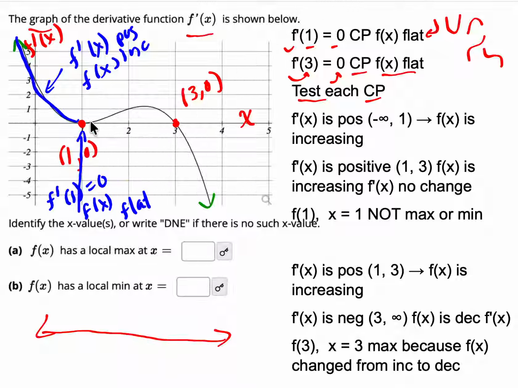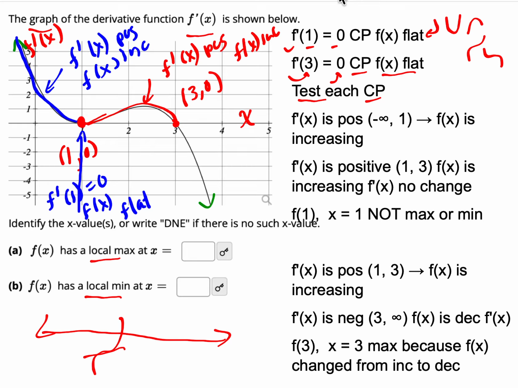This next stretch, my derivative is above the x-axis. So f prime of x is positive. That's telling me that f of x is increasing. So notice at this critical point, I'm increasing, flat, and I'm increasing again. So that tells me that x equals 1 is not a max or a min. This problem is going to ask me for local max or local min. At this critical point, I don't change. I'm increasing, I'm flat, and then I'm increasing again. So that's not a max or min.